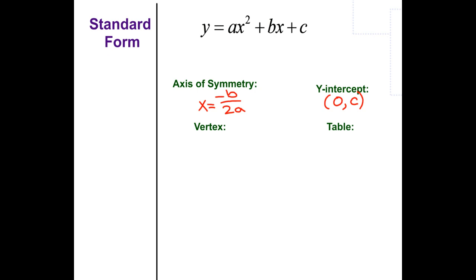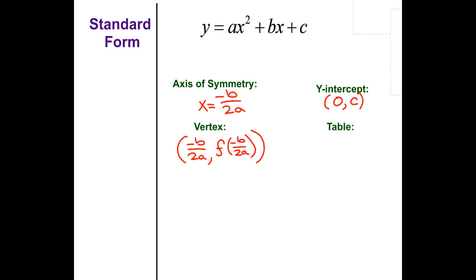But what we need to do for our vertex is our x value is going to be -b over 2a. And our y value, well, that's going to be when we plug in our -b over 2a, what does it equal? So this is function notation for f of -b over 2a. So what is y when I plug in that x value that I just found?